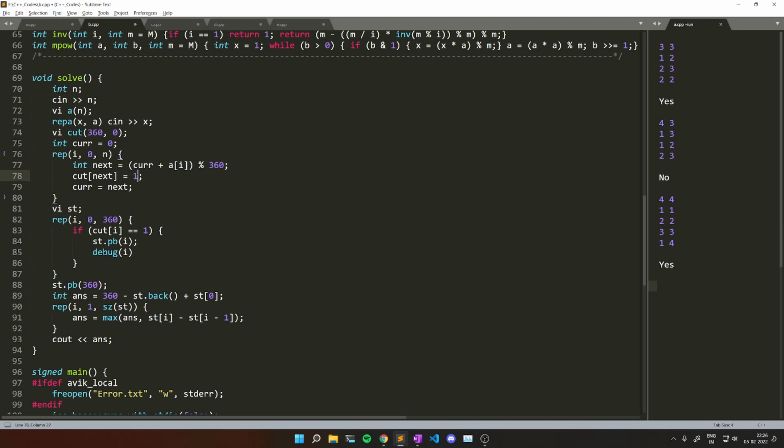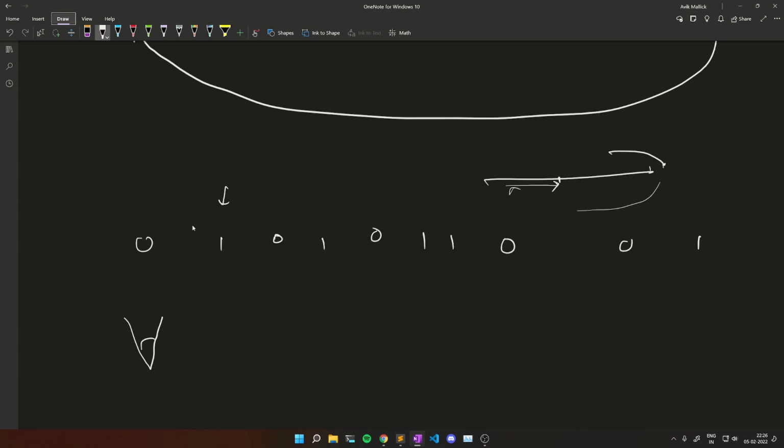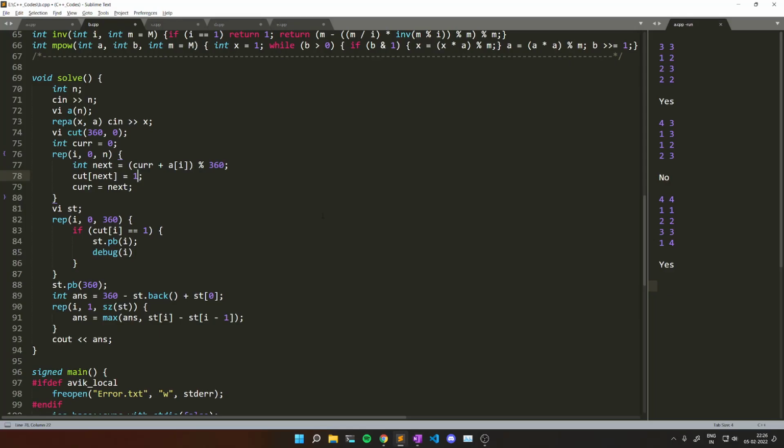I have put 1 at that position. 1 means that I have made a cut there, and then my next position will be my current position, because after I have made a cut here, let's say I now have a y degree cut. I have to cut after y degrees, so my y degrees will be counted from here. Once this is done, my array contains all zeros and ones, and now I will store those indices where the cuts were made in another array, st.